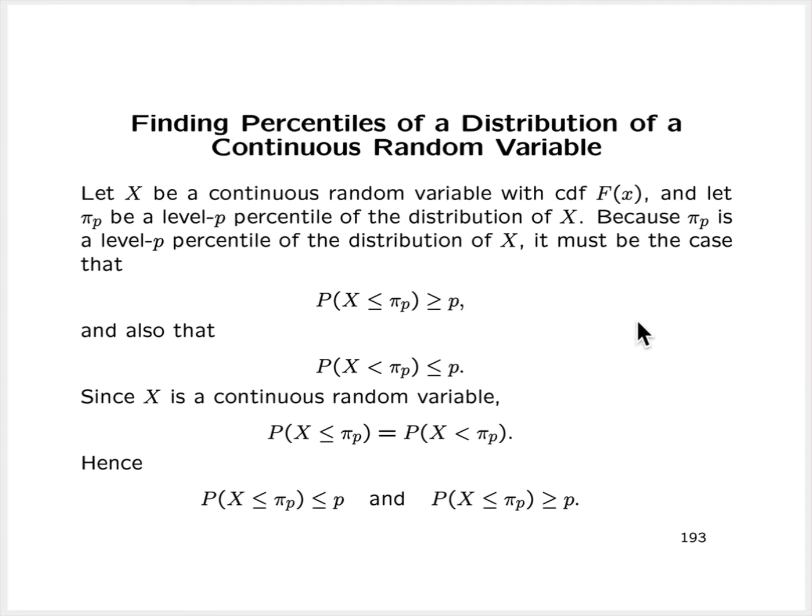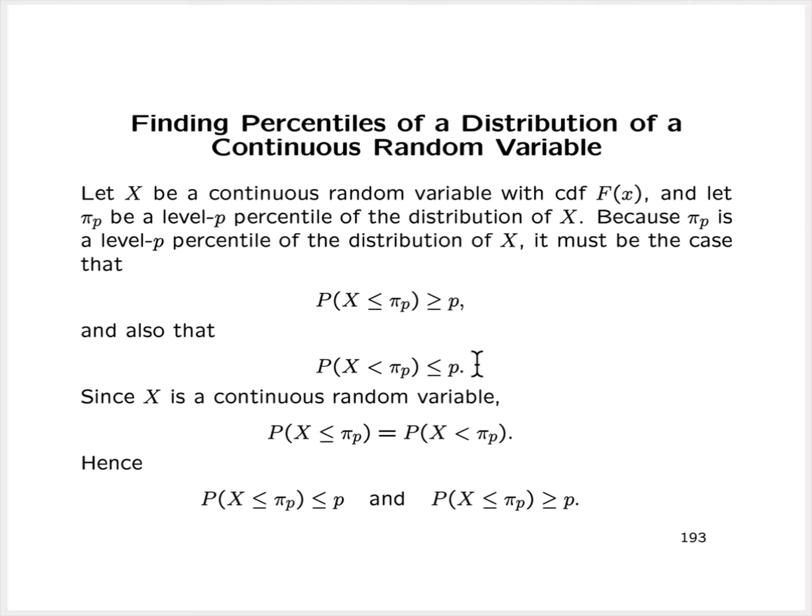Now, because π_p is a level p percentile of the distribution of x, remember that it has to satisfy two conditions. It has to satisfy this condition here, which was actually the second condition that we listed in the previous lecture video. There's a reason why I've reversed the order, but it has to satisfy both conditions. So the probability that x is less than or equal to π_p must be greater than or equal to p, and the probability that x is strictly less than π_p must be less than or equal to p.